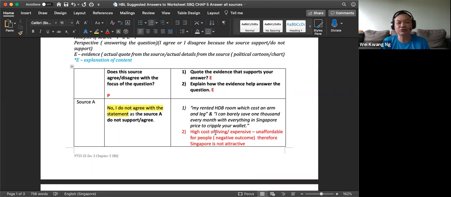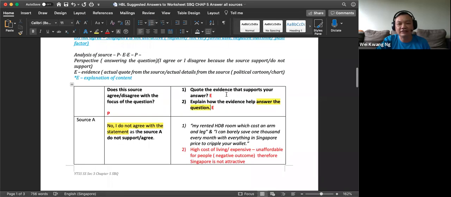So this is source A. Source A is no, I do not agree with the statement as the source does not support. Quote the evidence, and then I want you to link the evidence by explaining it. The link must always focus on answering the question, which in this case is, is it attractive? Because the high cost of living makes it unaffordable, Singapore is not attractive. Okay, so far so good.